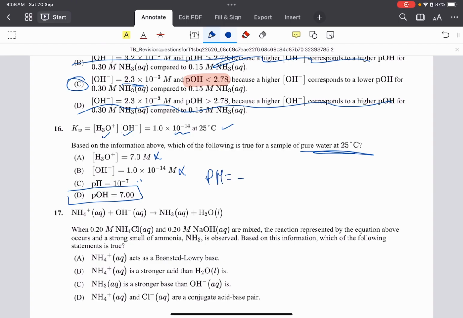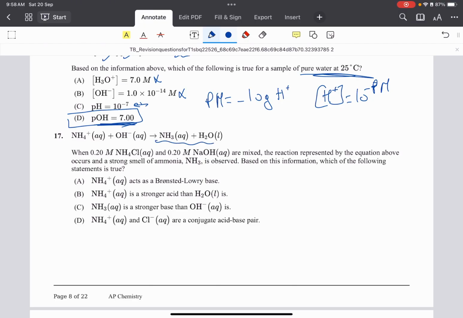pH is minus log H plus, or H plus is 10 to the power negative 7, or negative pH. Now, since pH here is 7, so this is confusing. Be careful. So that's the correct answer.